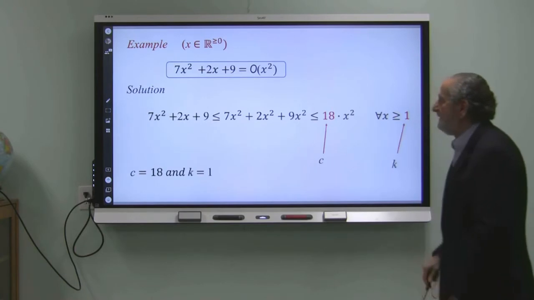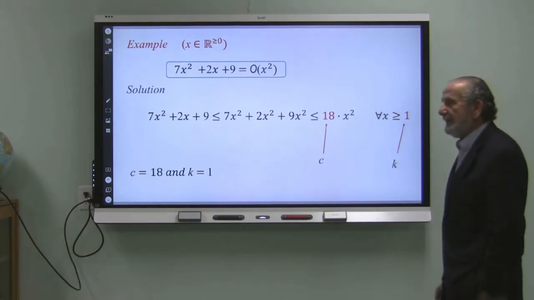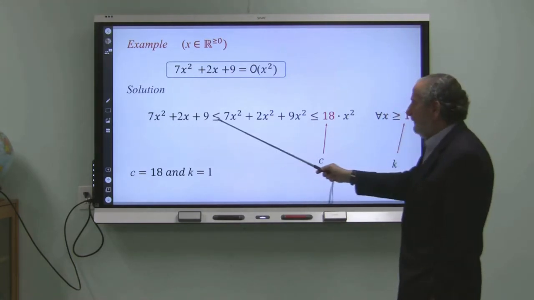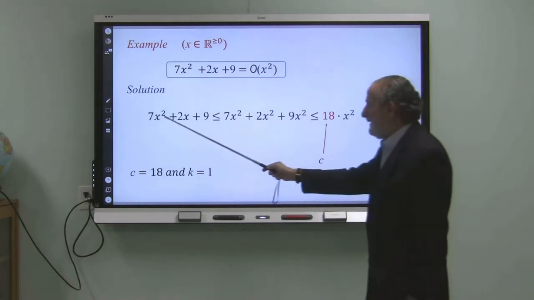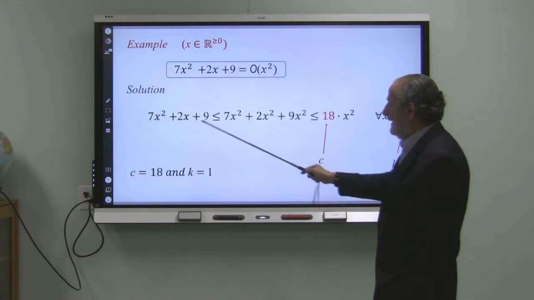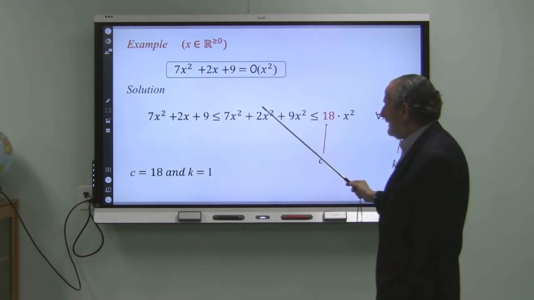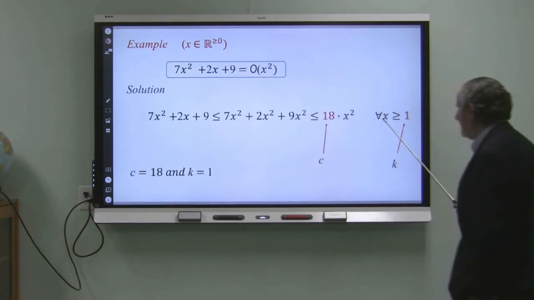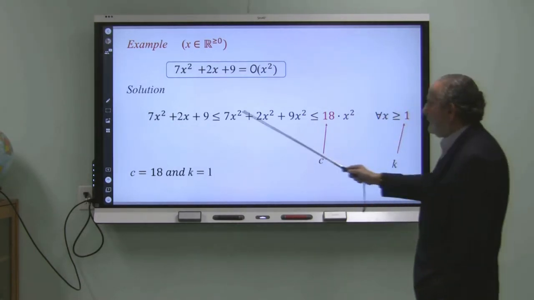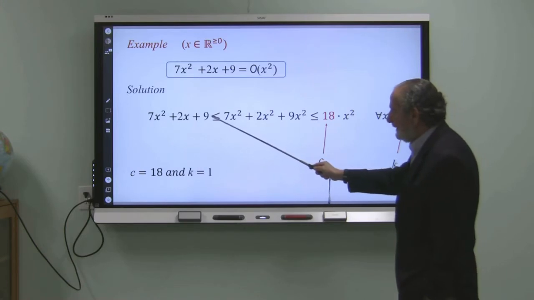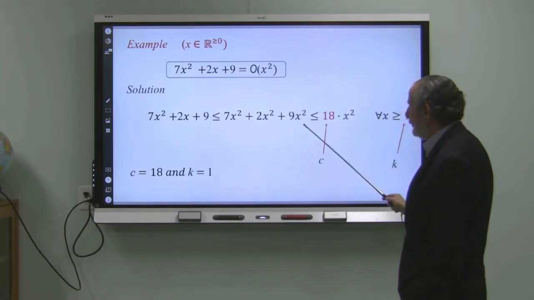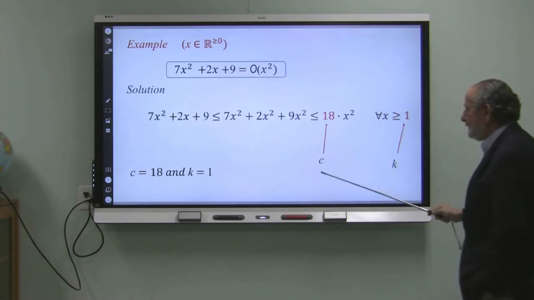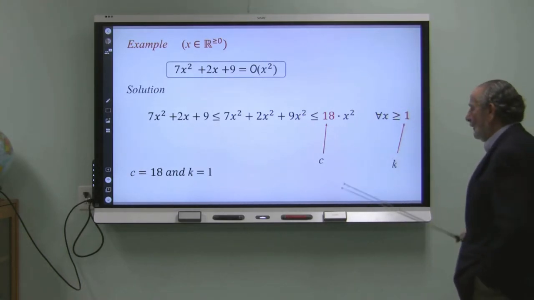Another example, 7x squared plus 2x plus 9 is Big O of x squared. We do the same thing. We try to find an upper bound. 7x squared stays 7x squared. 2x is less than or equal to 2x squared, provided that x is greater than or equal to 1. And 9 times 1, this 1 is less than or equal to x squared. So you add 7 plus 2 plus 9, you get 18. So C is 18 and k is 1.